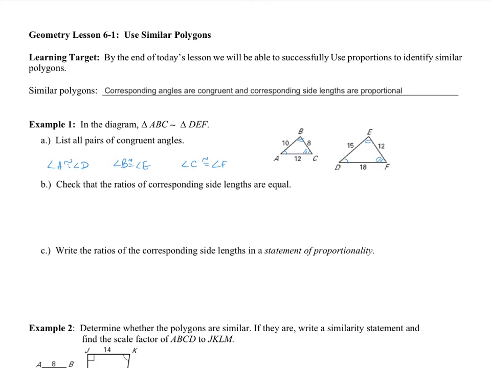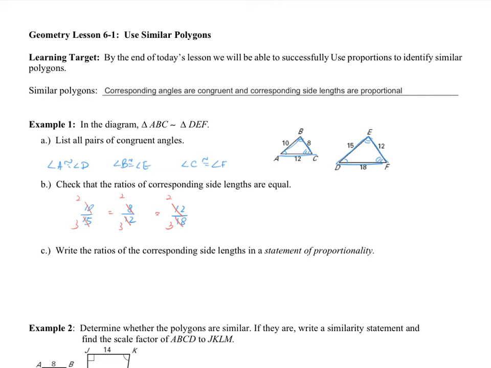Now part B, check that the ratios of corresponding side lengths are equal. So I'm going to check AB to DE, which is 10 to 15. And then I'm going to check BC to EF, 8 to 12. AC to DF, 12 to 18. And now after we simplify this, we get the same ratio, 2 to 3. So they're equal to each other.